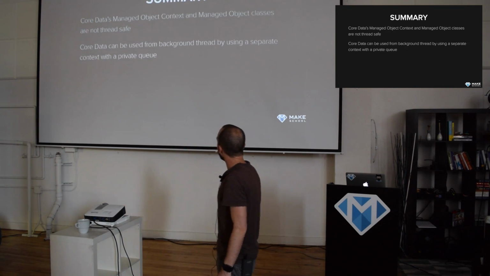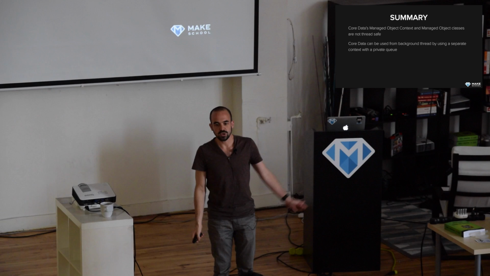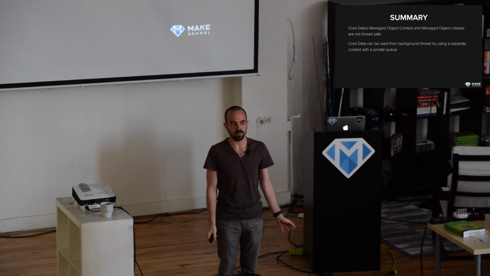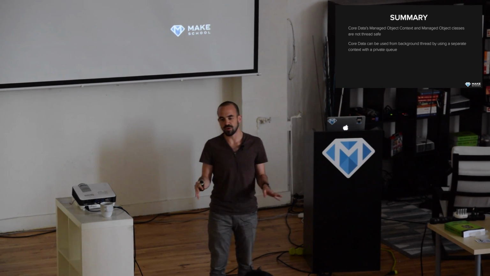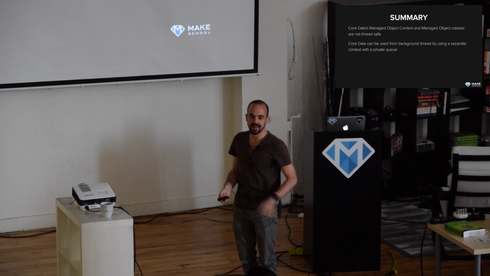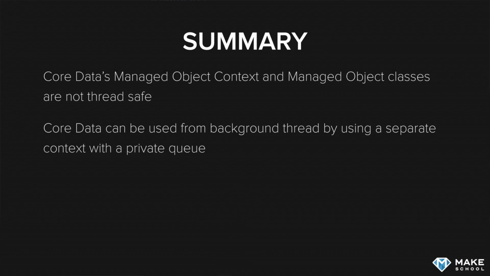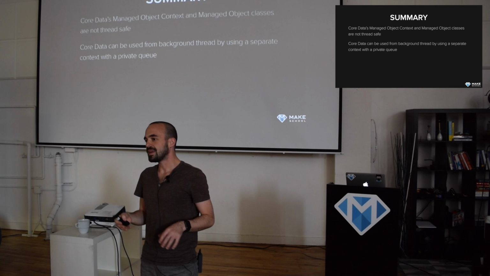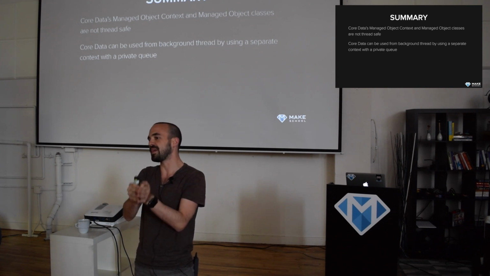Cool. Summary. The managed object context and managed object classes are not thread safe, which means essentially you cannot use them across multiple threads at the same time. That means if you have any app that uses multiple threads that all want to talk to Core Data, you'll have to review these slides to understand how to set up the communication pattern correctly. And that is using a separate managed object context for a background thread that is the child context of the one managed object context that is on the main thread.